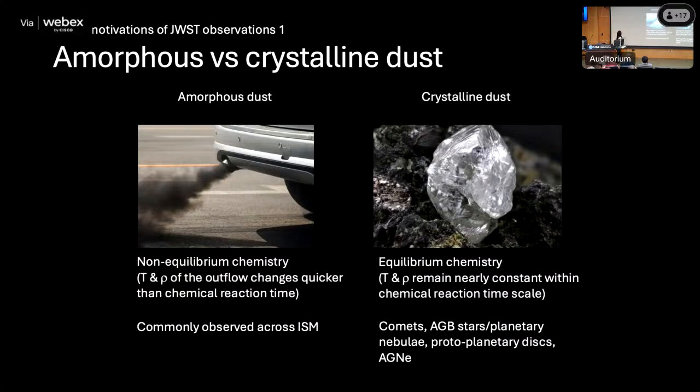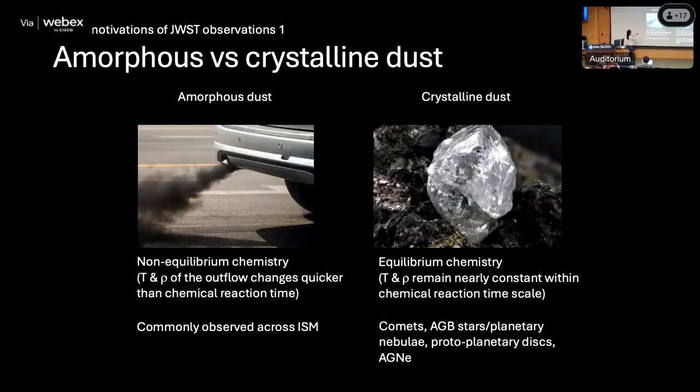So as a motivation of the JWST observations, we want to test how the crystallized silicate forms. In the dust, there is typically so-called amorphous dust, which has a randomly aligned structure, whereas the crystalline dust is nicely structured dust. There are two different types of dust that exist in the interstellar medium.